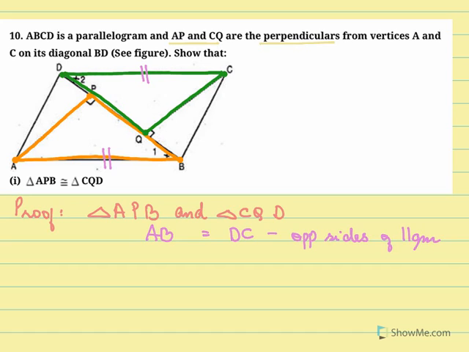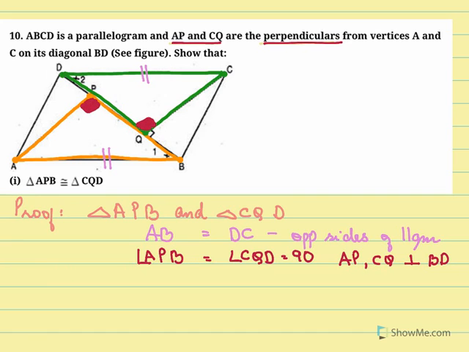Now some perpendiculars were given to me. It was given that AP and CQ are perpendicular. That means this angle is 90 and this angle too is 90. So let me mark that. Angle APB is equal to the other angle, that is CQD, equal to 90. And the reason: AP and CQ are perpendicular to BD. So we got an A, this one A equal to this another A here.